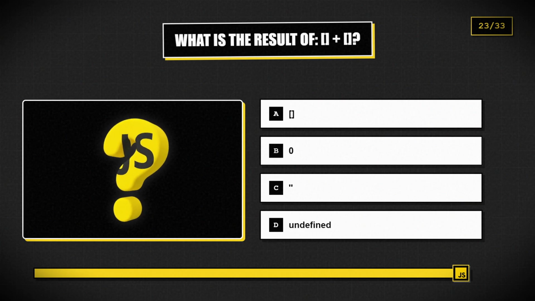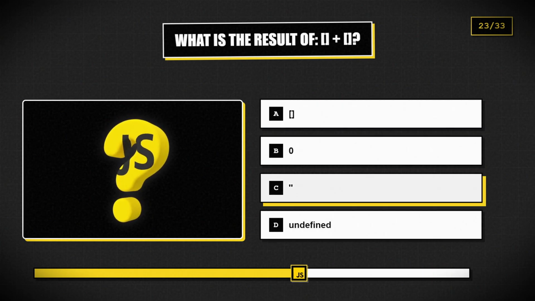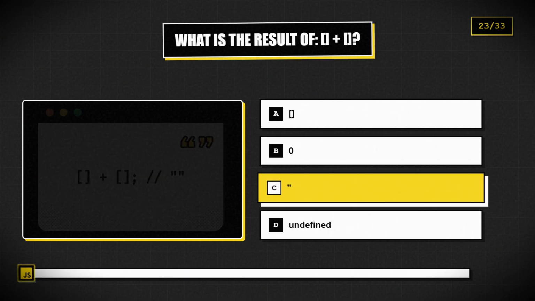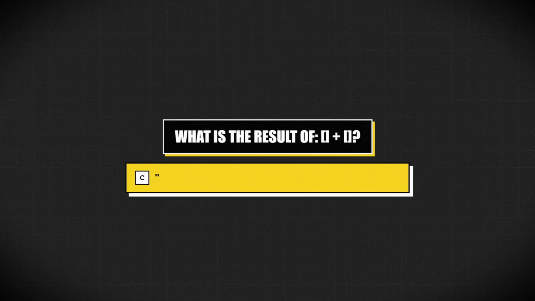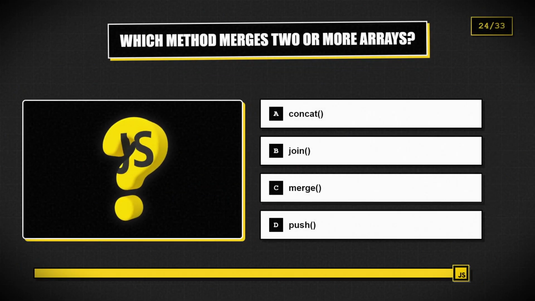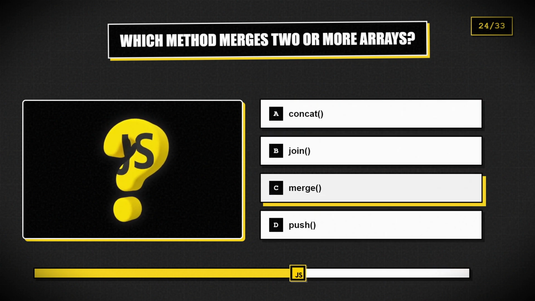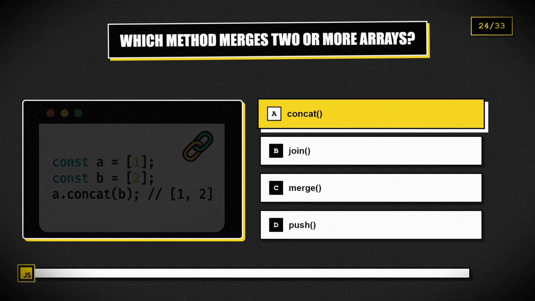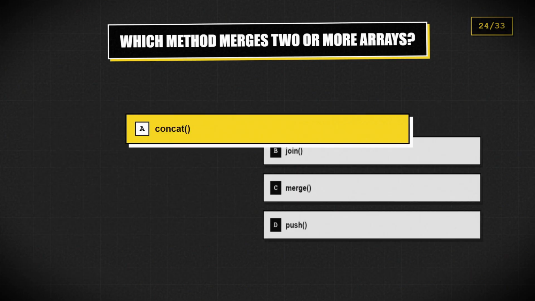What is the result of adding two empty arrays? Adding two arrays converts them to empty strings and joins them into an empty string. Which method merges two or more arrays? The concat method is used to join arrays without changing the existing ones.